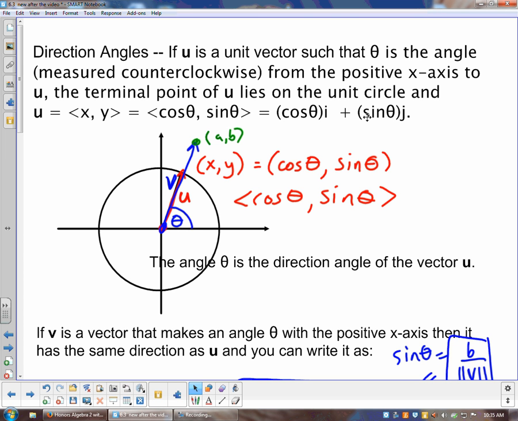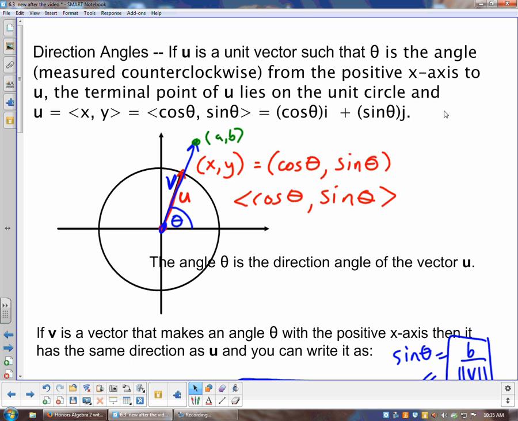If vector u is a unit vector such that theta is the angle measured counterclockwise from the positive x-axis to vector u, the terminal point of vector u lies on the unit circle, and vector u is going to be x comma y. That's also going to be cosine of theta comma sine of theta, or we could write it as cosine of theta times unit vector i plus sine of theta times unit vector j. So let's talk about what that means. A picture speaks 1,000 words.